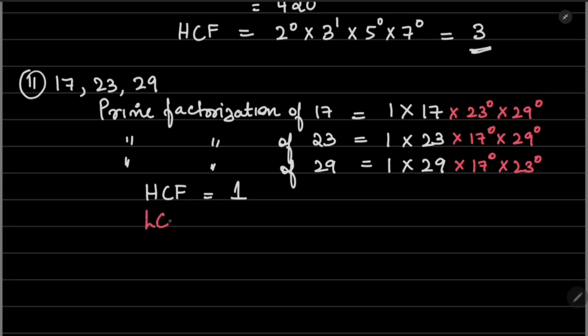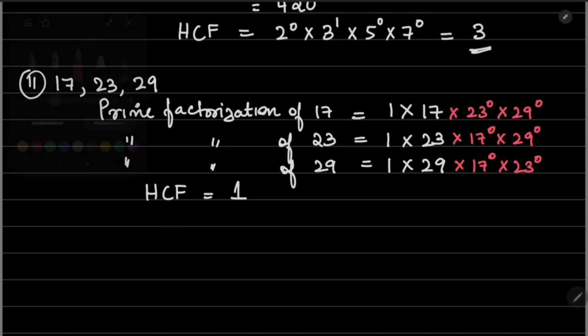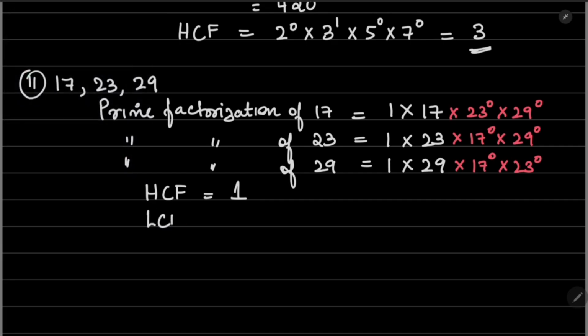And then what is the LCM? LCM is nothing but the highest power. So it is 17 multiplied by 23 multiplied by 29. When you calculate this, let me see what you're getting. The answer is 11,339. Do check it out, just verify it. So this is the LCM that you'll be getting. That's all. You have to find the HCF and LCM.